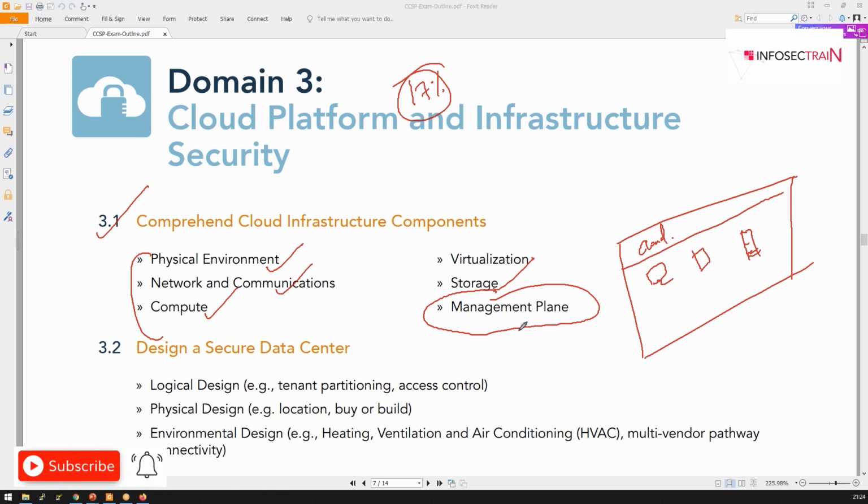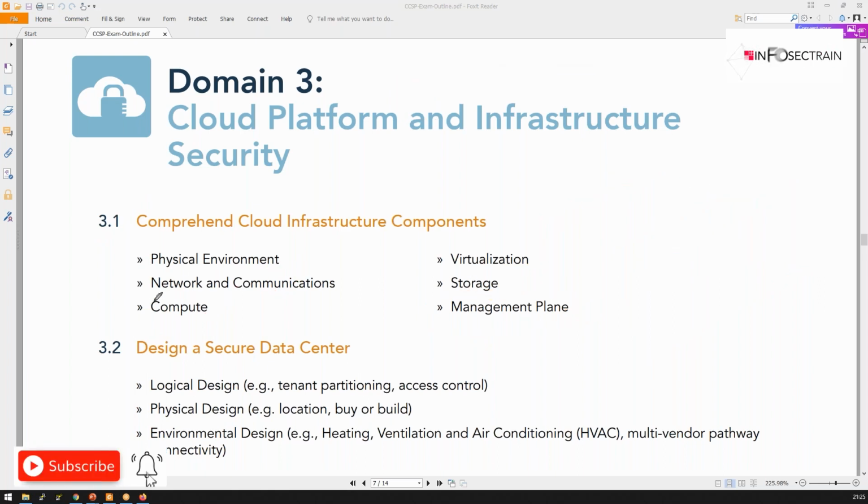So there must be mechanisms to ensure that the cloud management plane is secure. And the primary mechanism to ensure the security of the cloud management plane is to have proper authentication, proper authorization, and proper accountability by logging. Don't forget that.